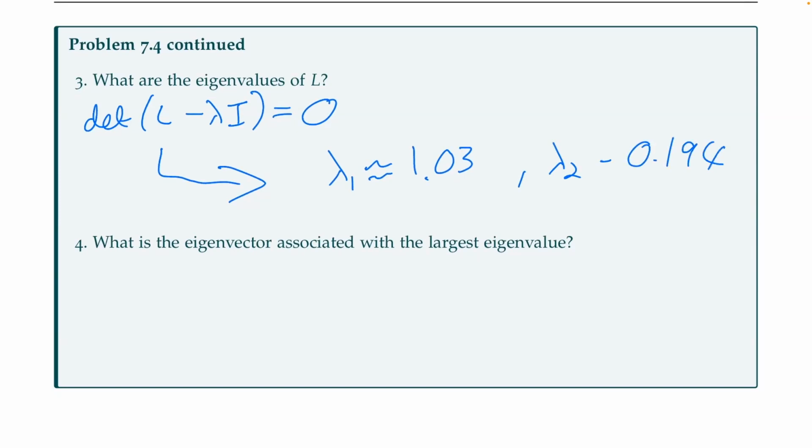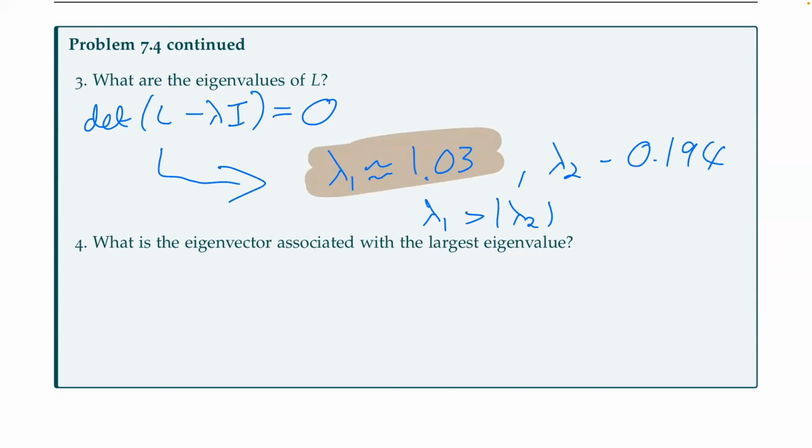So what can I tell from this? Well, I can tell immediately that because lambda 1 is greater than the absolute value of lambda 2, this is going to be my dominant eigenvalue of the system. So in the long term, this is going to dominate the population.